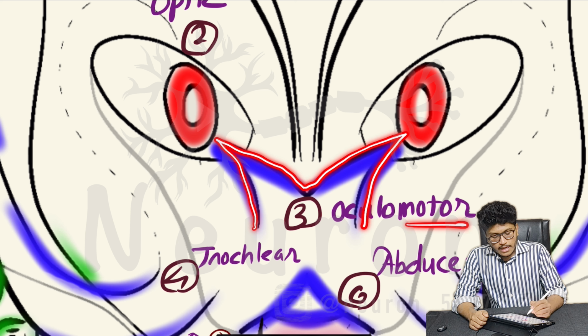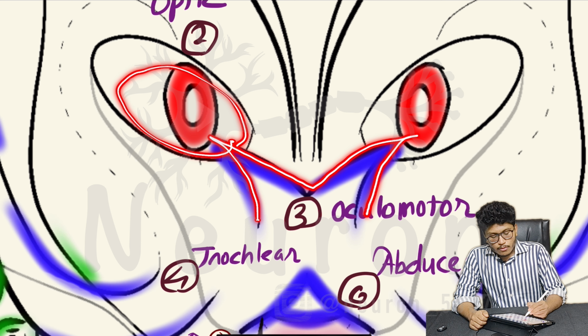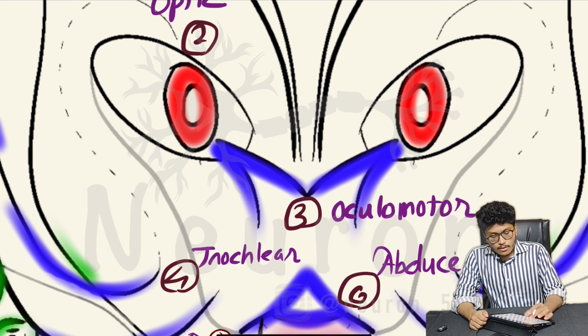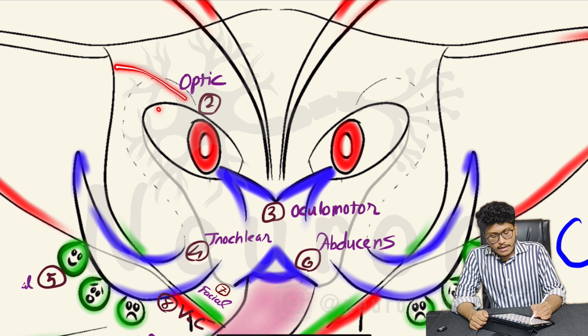So motor, and this M is touching both of the eyes. So it controls the eyes. So oculomotor. All the muscles of the eyeballs are supplied by the oculomotor nerve except two muscles, which are superior oblique and lateral rectus.